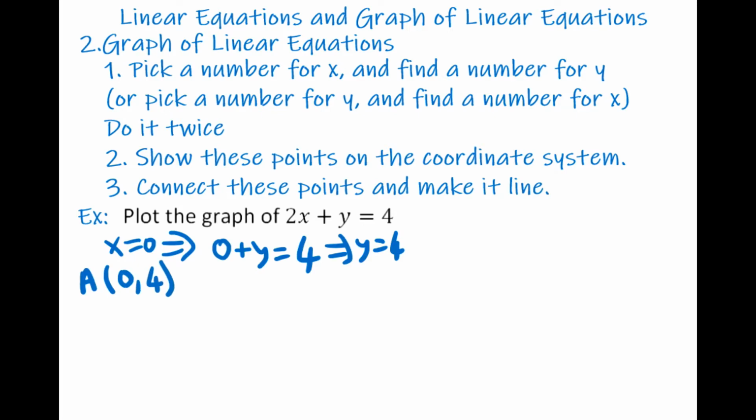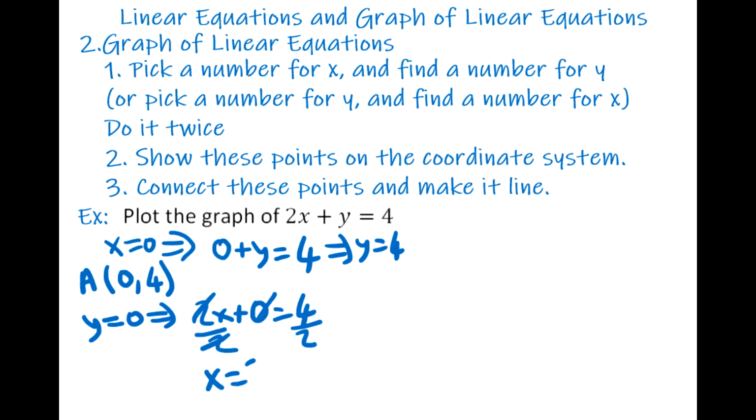And now I need a second point, and again at this time I want to say if y is 0, what is x? So I'll put 0 instead of y, then it's going to be 2x plus 0 is 4, guys. This is already 0, so 2x is 4. Divide both sides by 2. These are gone, so x is 2, guys. So I have the second point, let's call it B. This is 2 and 0. So the first point is 0, 4, and the second point is 2, 0.